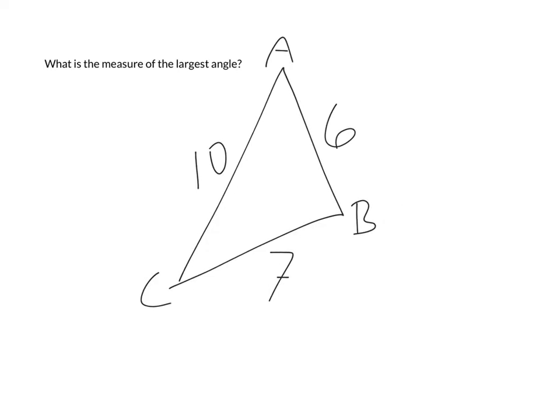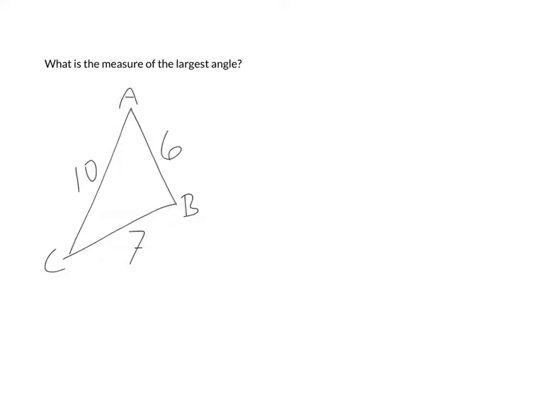So I've got this triangle here, and I'm just going to shrink it down a little bit. But we're trying to find the largest angle. Which angle would be my largest angle in this case? B. How did you know that, Sammy? Because the side opposite from that is the largest side. You got it. The side opposite is the largest side. Okay, so let's solve for it.